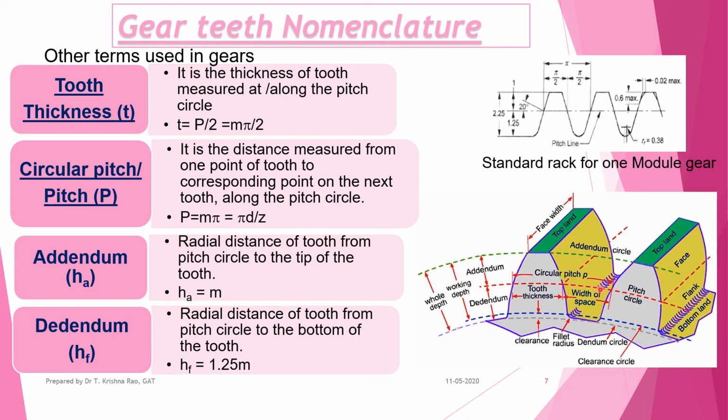Pitch is measured on the pitch circle. Height of addendum is measured from the pitch circle to the outside diameter. Dedendum height is measured from the pitch circle to the root of the gear. This is called addendum and dedendum. The addition of addendum and dedendum is the total whole depth of the tooth. Depth of the tooth is addendum plus dedendum.